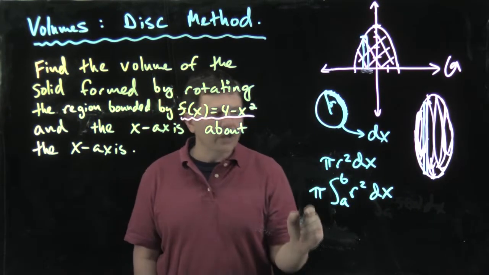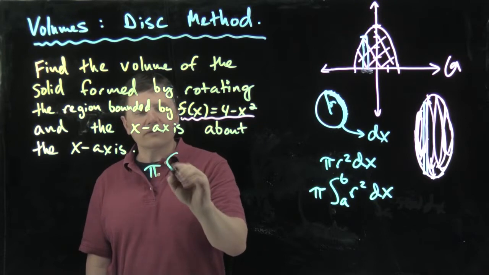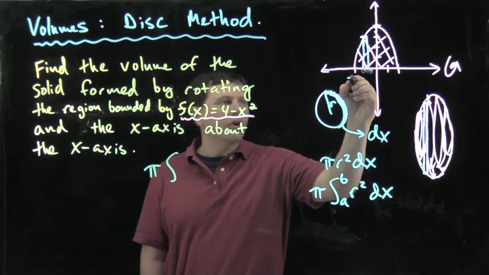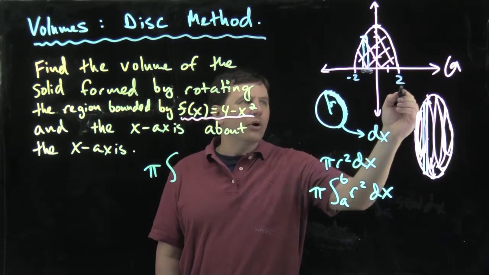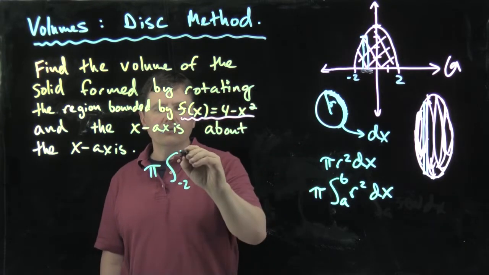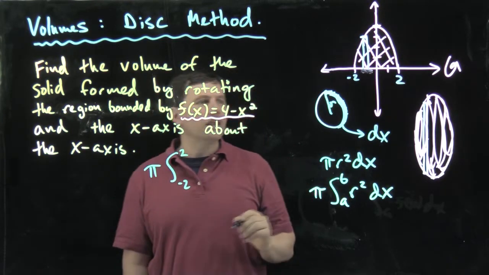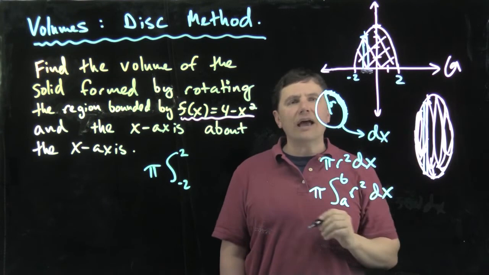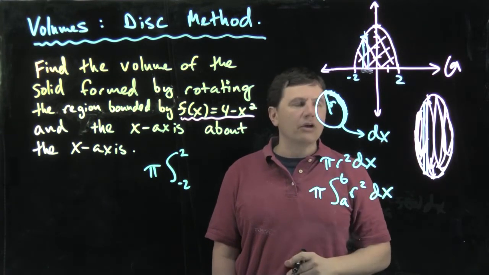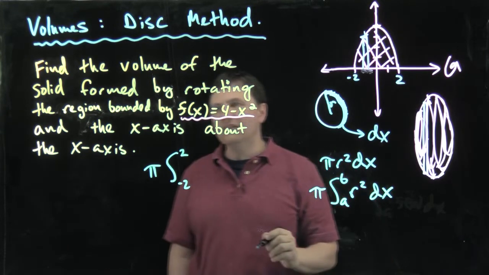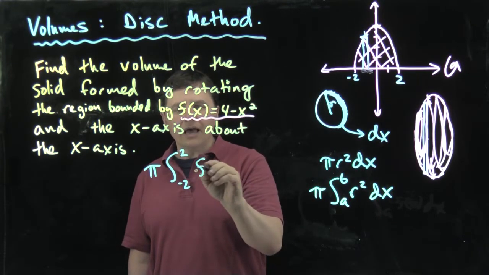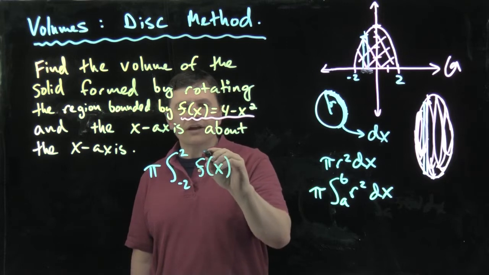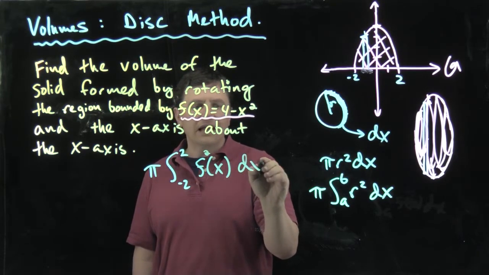So in this particular case, we have our pi out front, and we're starting here at -2 and going over here to 2. So that's going to be -2 to 2. And then our r, if we think about this, our r is just going to be f of x. Just like the length of our rectangle in a 2-dimensional shape will be our f of x, in this case our r is going to be f of x. So I'm going to take f of x squared and then dx.